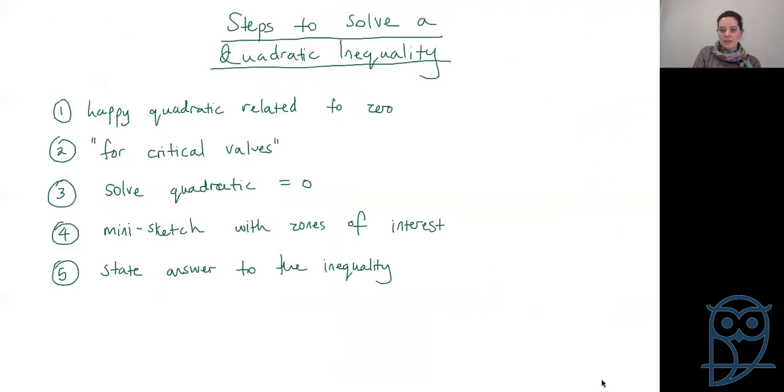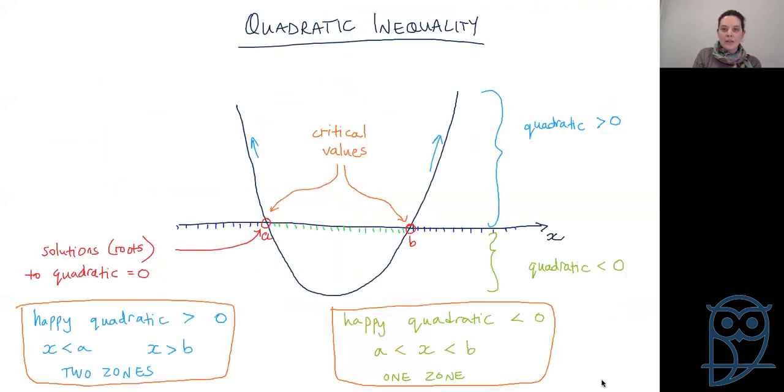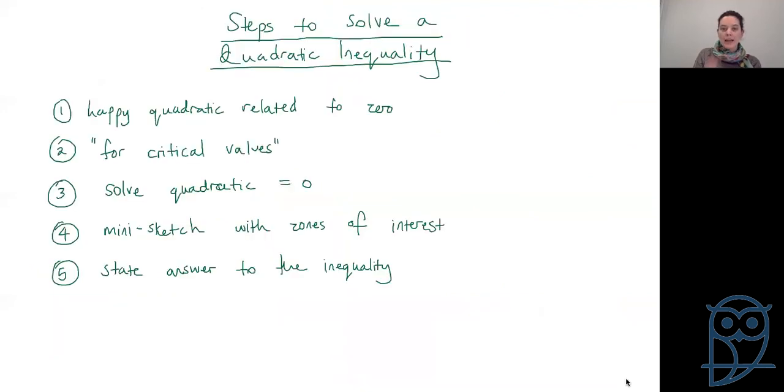So if we just flick back a bit, quadratic inequalities are all about that relationship with that x-axis. Am I above? Am I quadratic over 0? Or am I below, quadratic less than 0? We want to work through a set of 5 stages of this calculation. We relate that happy quadratic to 0. We state the reason why we're changing it to an equals. It's for calculation of those critical values. Then we change it and we solve it to get the critical values.